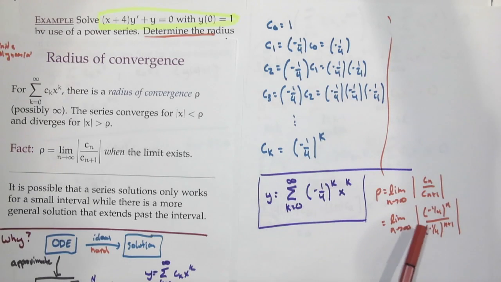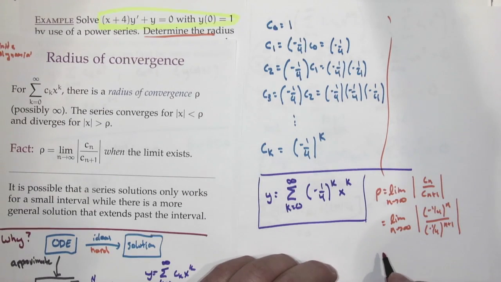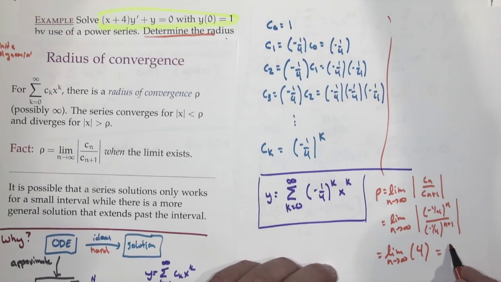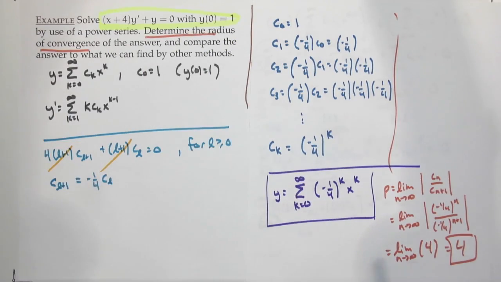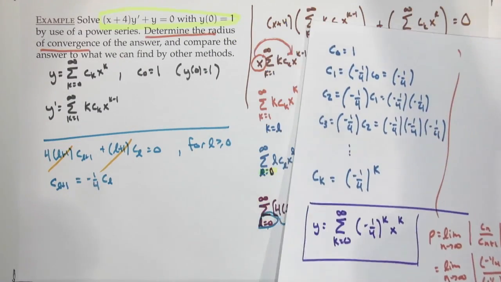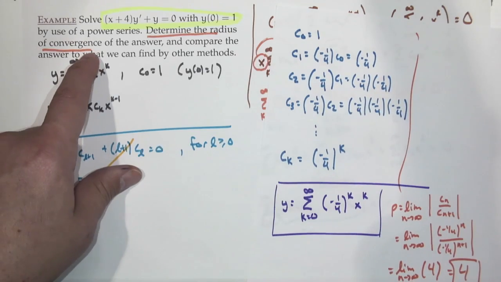Well, does that expression simplify? It's like 1 over -1/4, also known as -4, when you take the absolute value, 4. So this is the limit as n goes to infinity of 4. What's that limit? 4. So that's the radius of convergence. Okay, so that's when this answer makes sense. Good. So now we've found our solution. We know when it works.